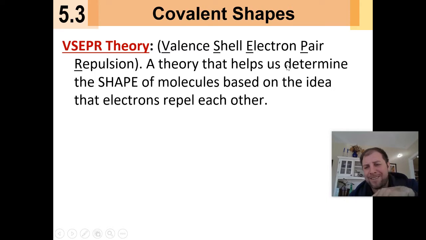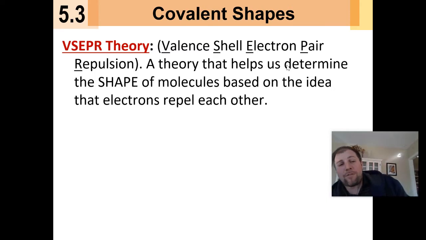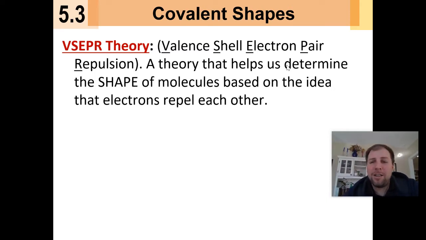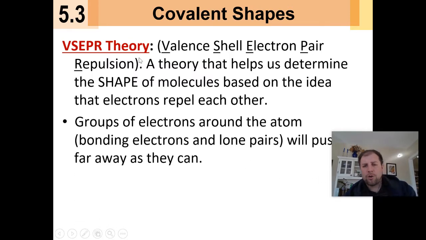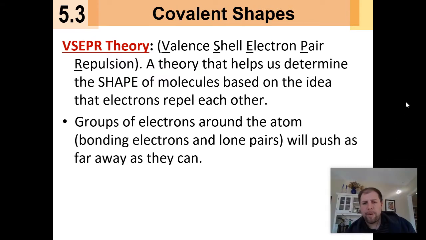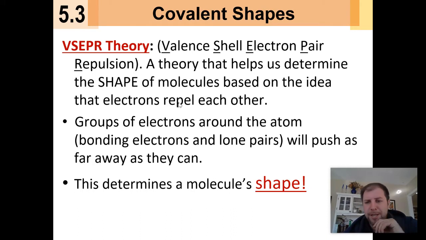I know that's not how the letters are arranged, but this is what we call it. VSEPR theory, valence shell electron pair repulsion. It's a theory that helps us determine the shape of molecules based on the idea that electrons will repel each other. So groups of electrons around the atom, be them bonding electron pairs or those little lone pairs, those double dots, are going to push as far away from each other as they can around an atom. And that is what determines their three-dimensional shape.